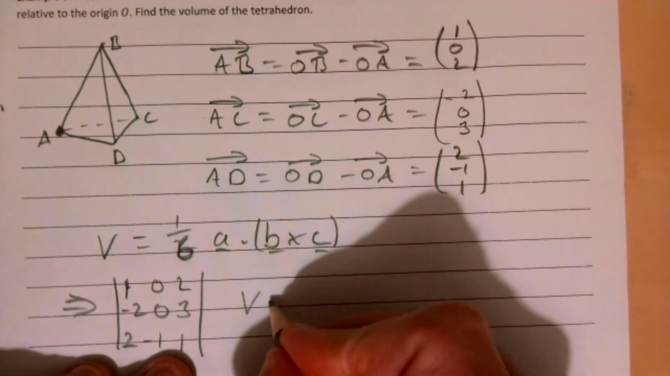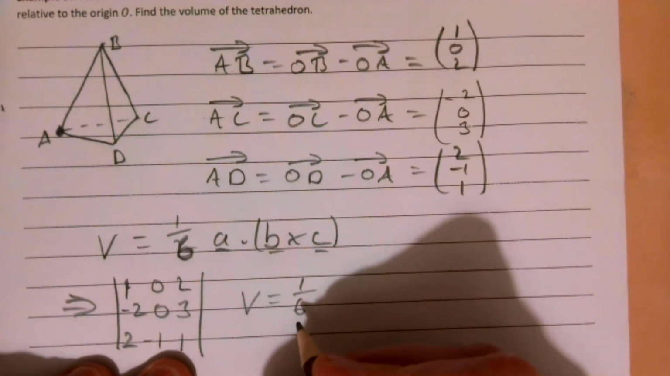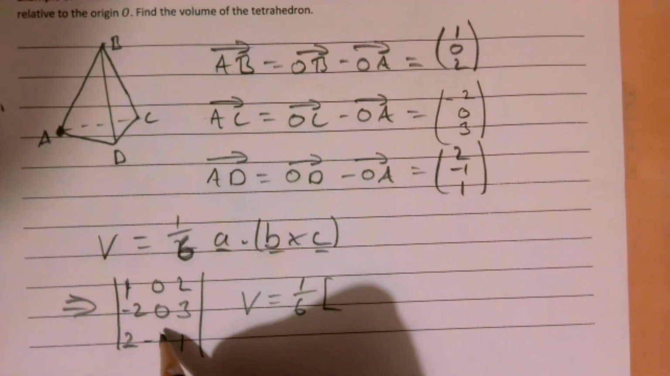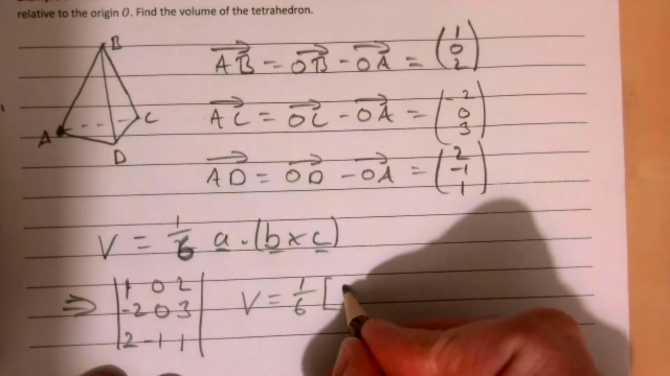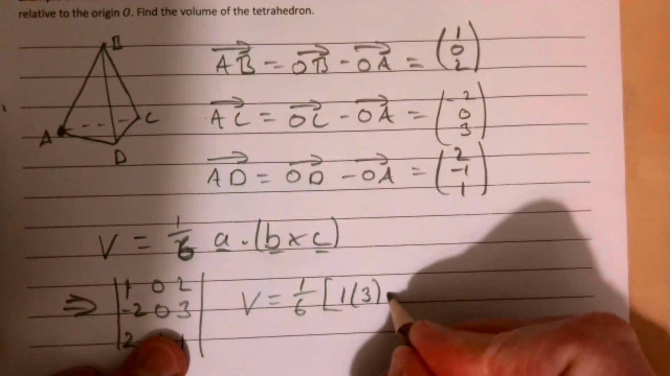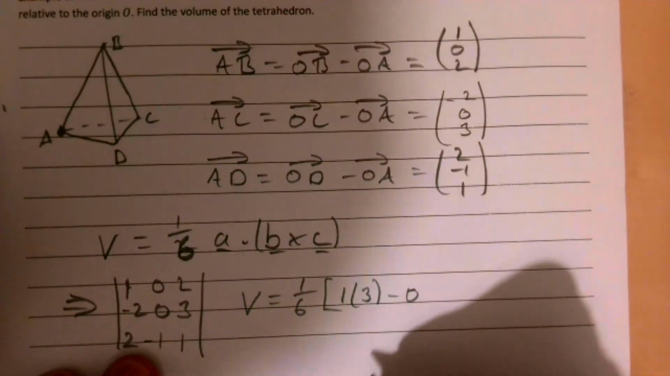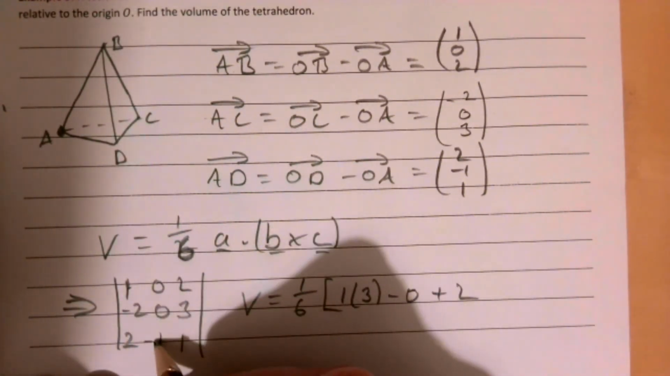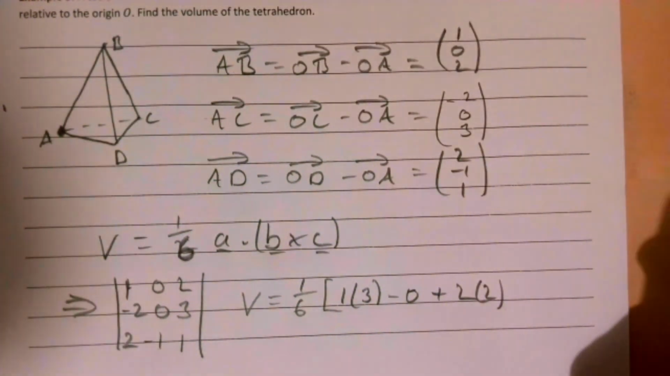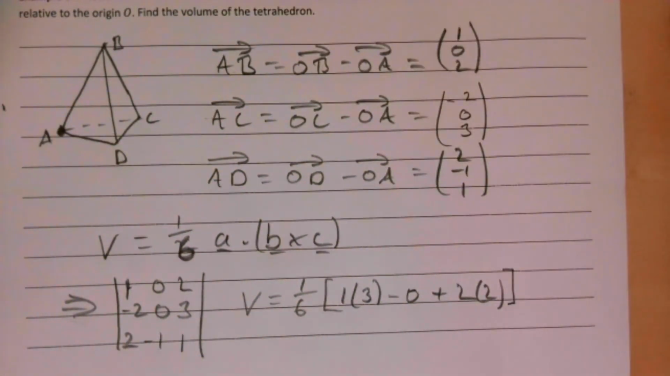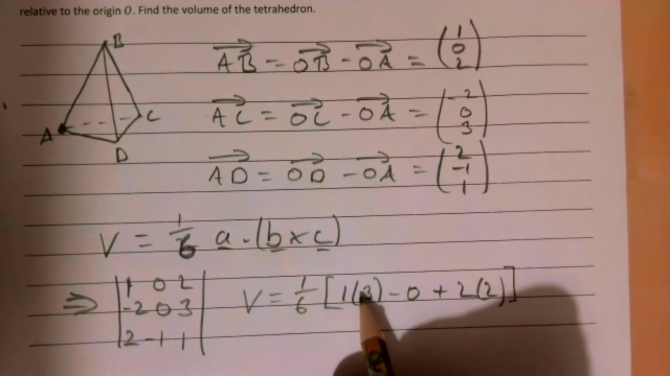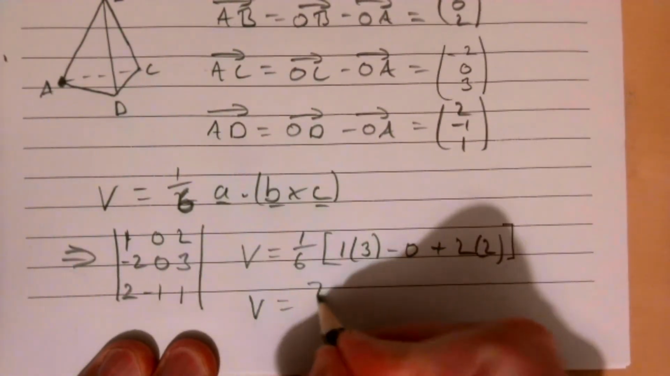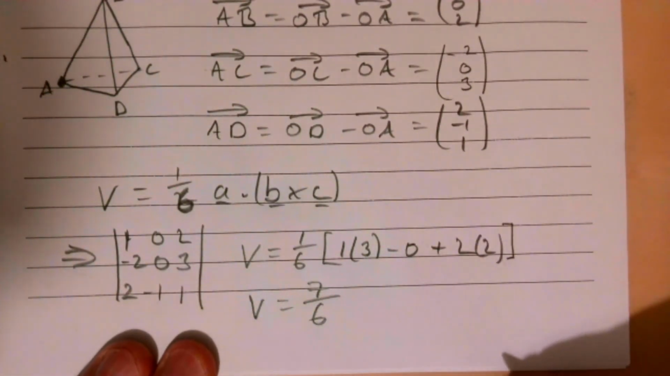So our volume then is going to be a sixth, 1 upon 3, I think. Minus 0 upon who cares. Plus 2. That's 2. And live with that. So we're going to have a 3 here and a 4 here. So it's a 6 times 7. And so our volume is simply 7 over 6.